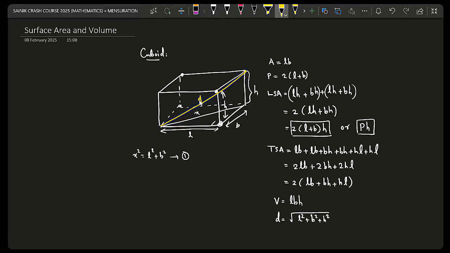Now you can see D, H, X forms a right angle triangle, and the right angle is formed between X and H. So apply the Pythagoras theorem again. You are going to get D square equal to X square plus H square. Call this equation 2. Now substitute equation 1 in place of X square. From equation 1 we know X square is equal to L square plus B square. So if we substitute it, we get L square plus B square plus H square.